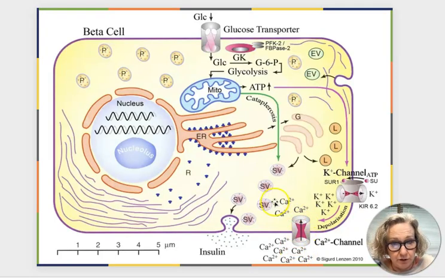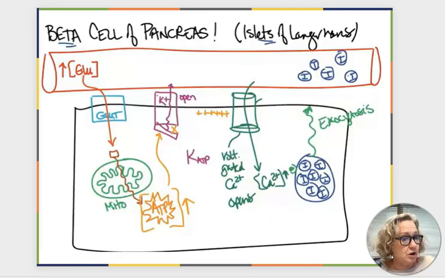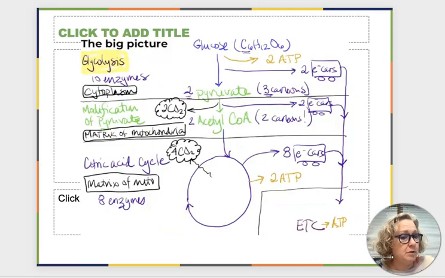That's going to let a bunch of calcium in, and that calcium is going to, here is our insulin, and it's going to exocytose the insulin out into the bloodstream. This picture looks exactly the same as my picture. Okay? Now, there we go. We did that. You should have this drawn. I'm going to give you this big picture.